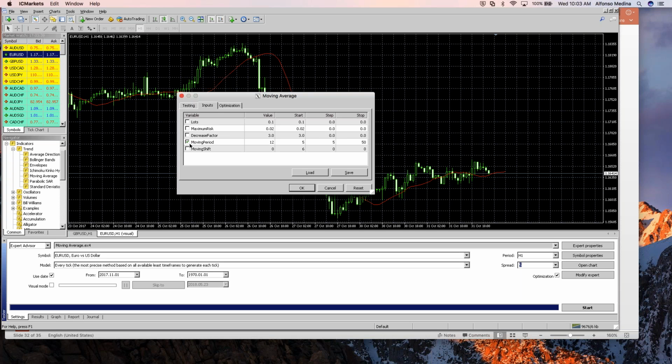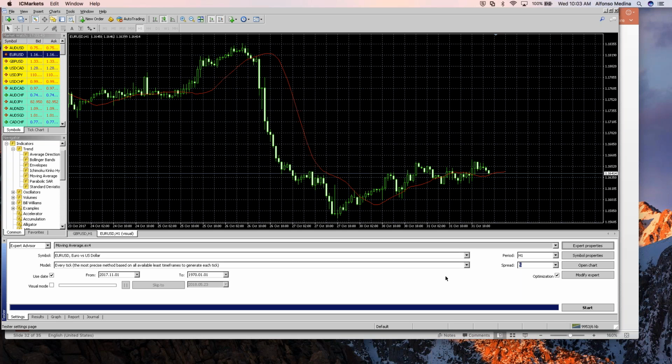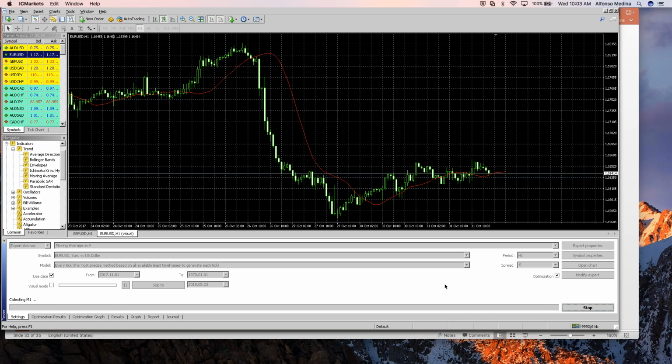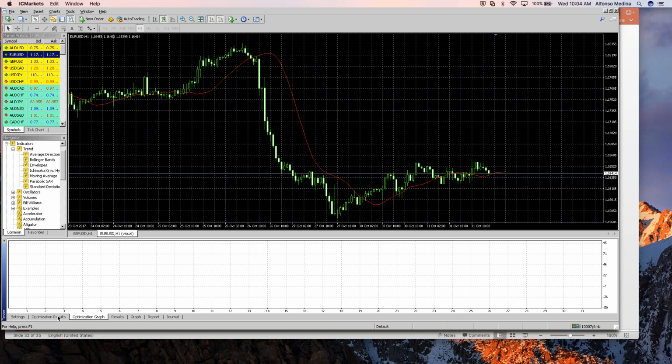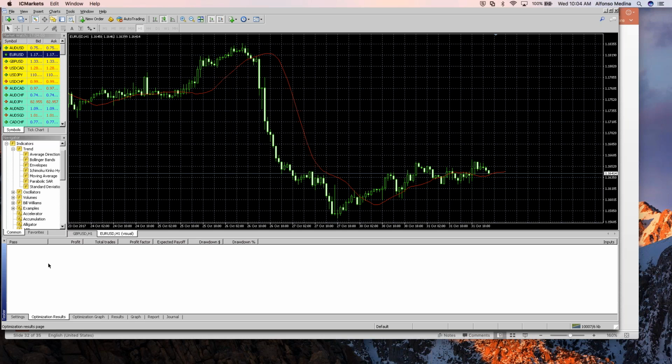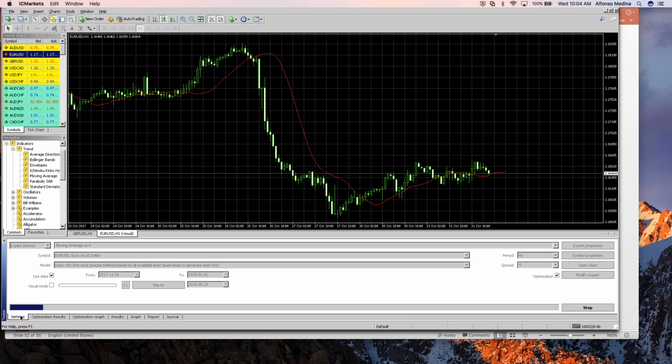So we hit OK. Let's make sure this checkbox is checked. We hit OK, and now this disables the visual mode. So let's start. Okay, so it's running now. This will open 2 extra windows here. Here's where you're going to see the results of every single one of the possible combinations.